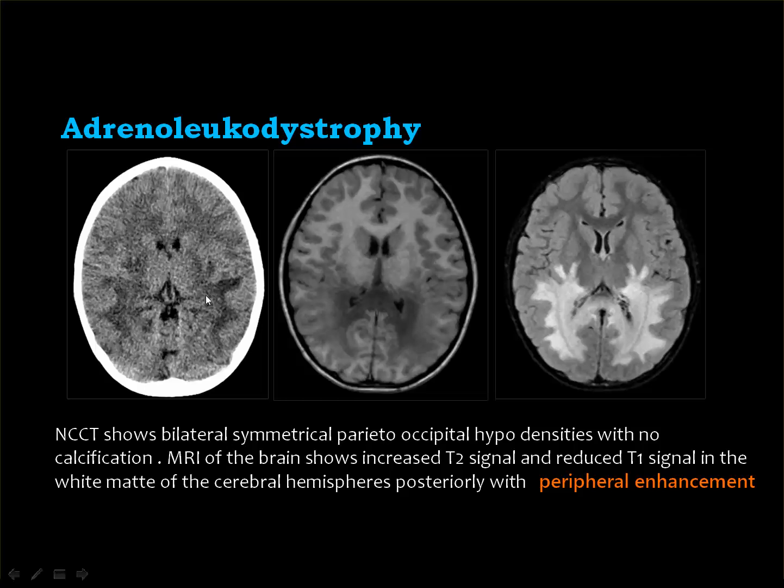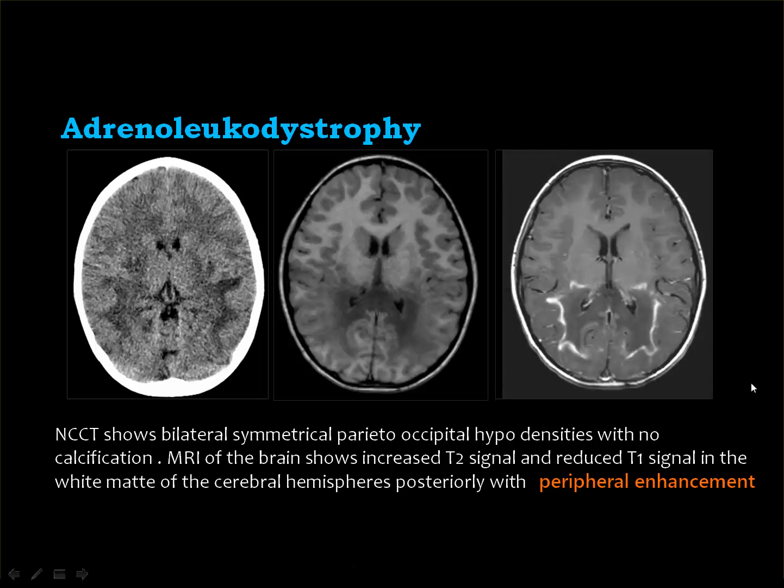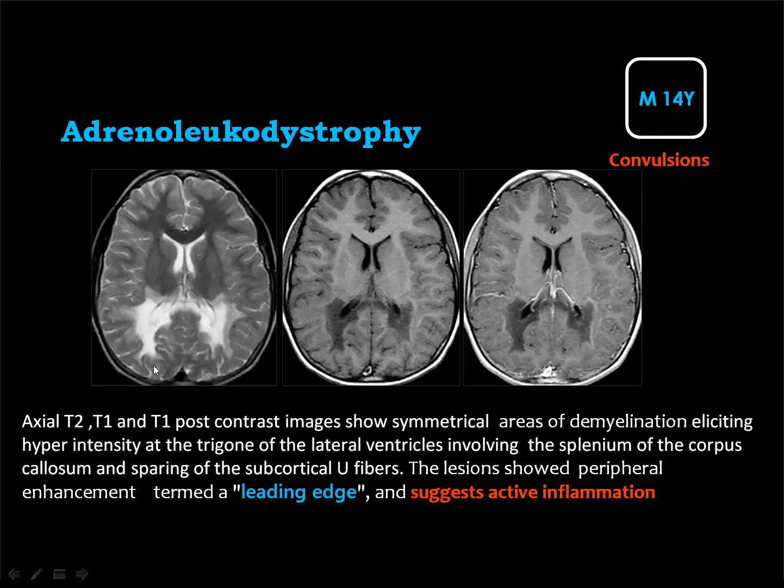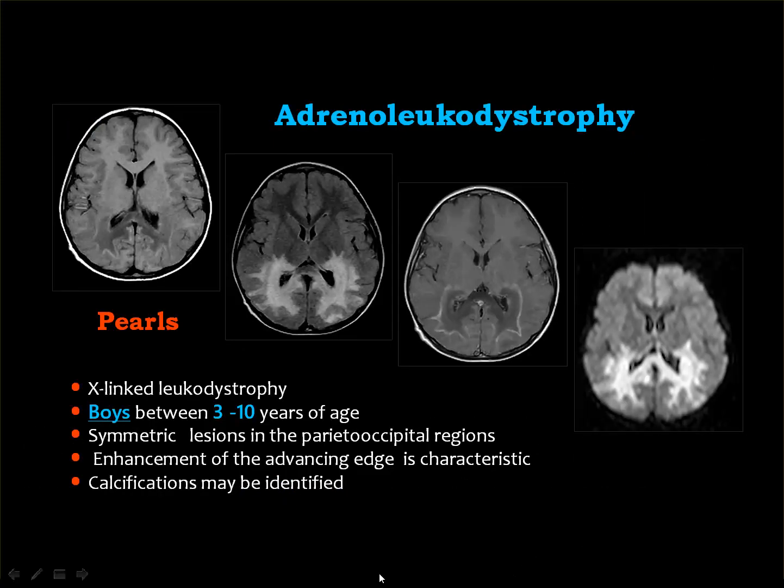Another example: CT can reach the diagnosis very easily in adrenoleukodystrophy, and also MRI findings are very characteristic, especially whenever you see this enhancement of the edge of the disease. Another example, and you see a high signal in the T2, low signal in the T1, and faint marginal post-contrast enhancement of the leading edge, which suggests the presence of active inflammation.